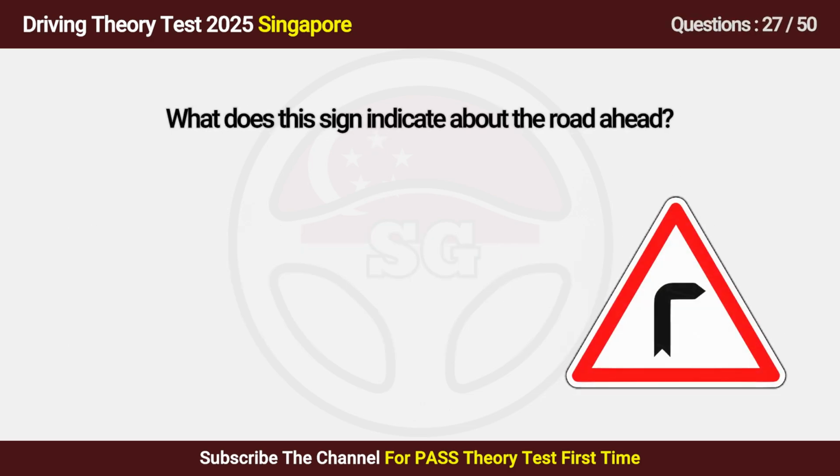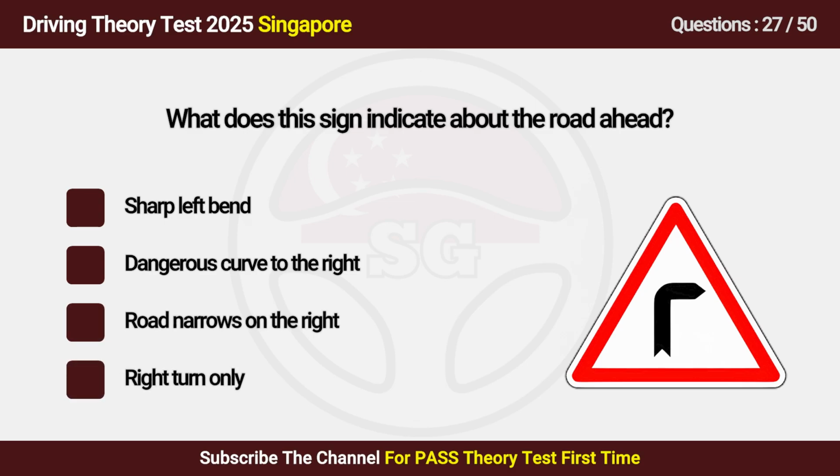Question 27. What does this sign indicate about the road ahead? A. Sharp left bend. B. Dangerous curve to the right. C. Road narrows on the right. D. Right turn only.